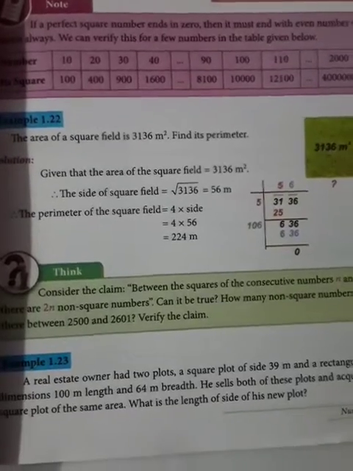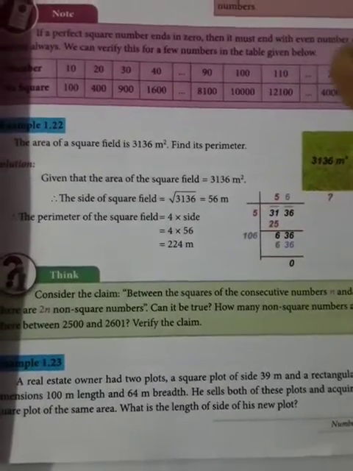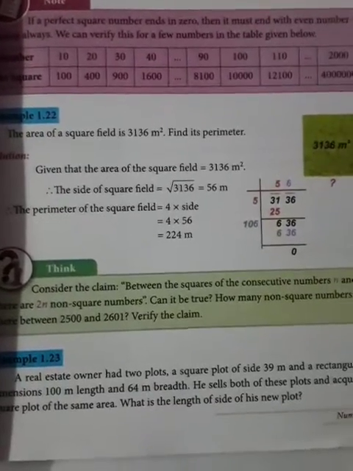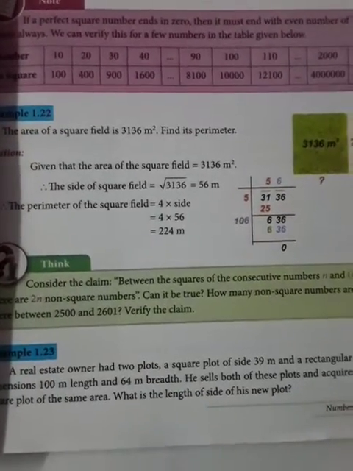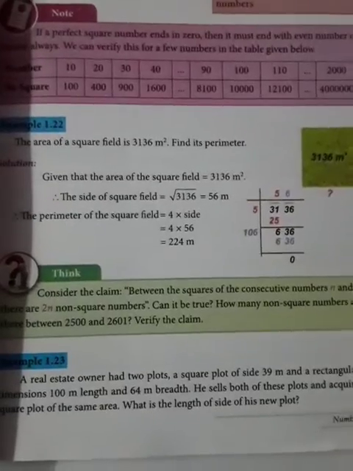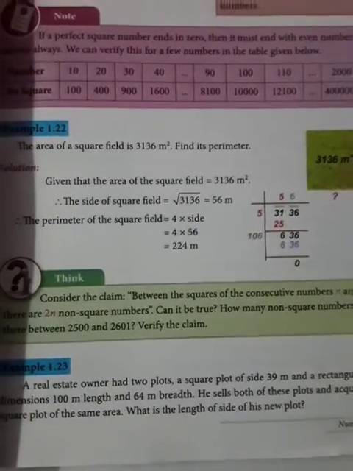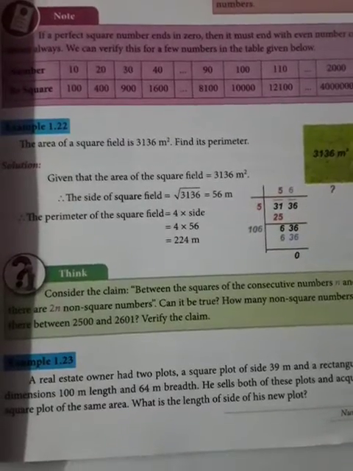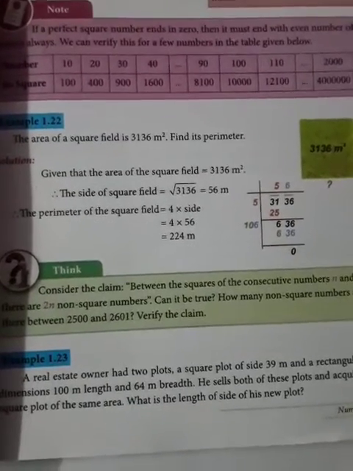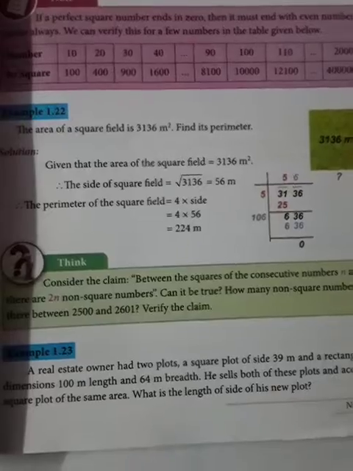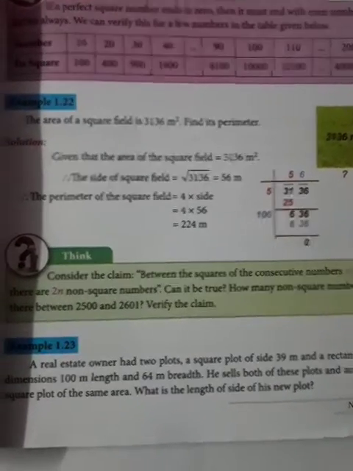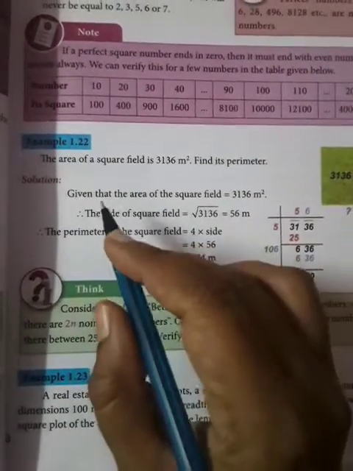What do you mean by perimeter? Sum of boundaries is called a perimeter. Then in a square we know the formula. The area of a square is equal to a square, and the perimeter of a square is equal to 4a. A is nothing but the side. So A is the side.